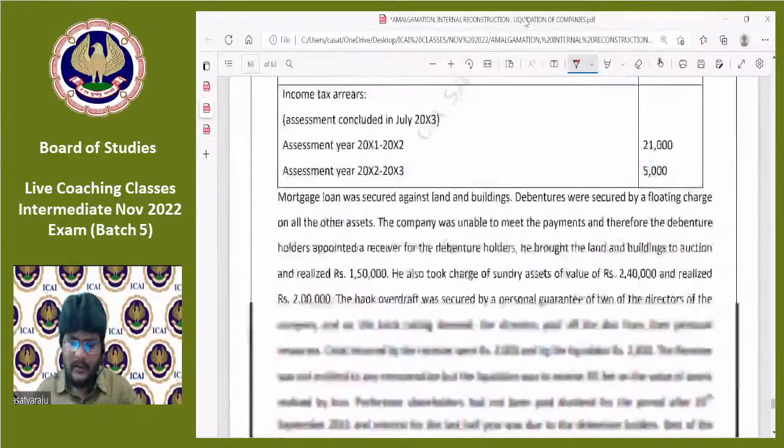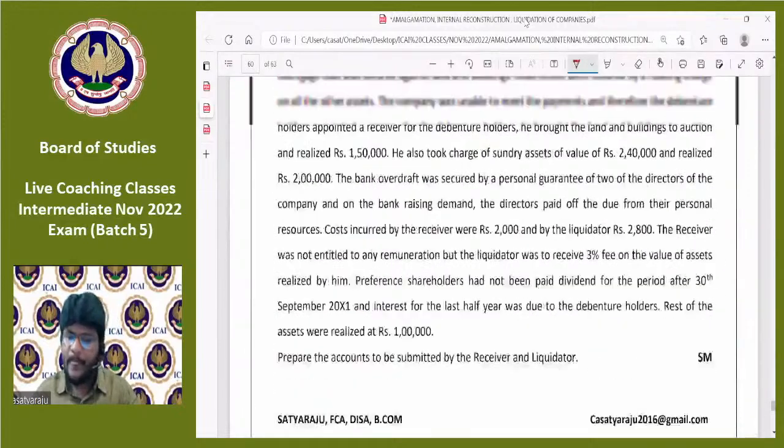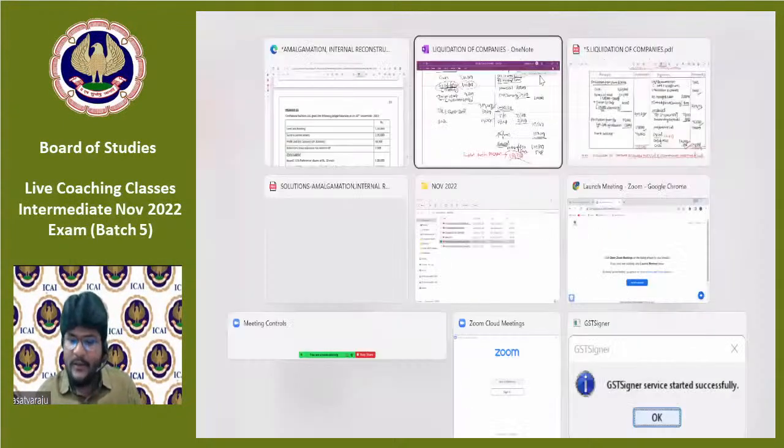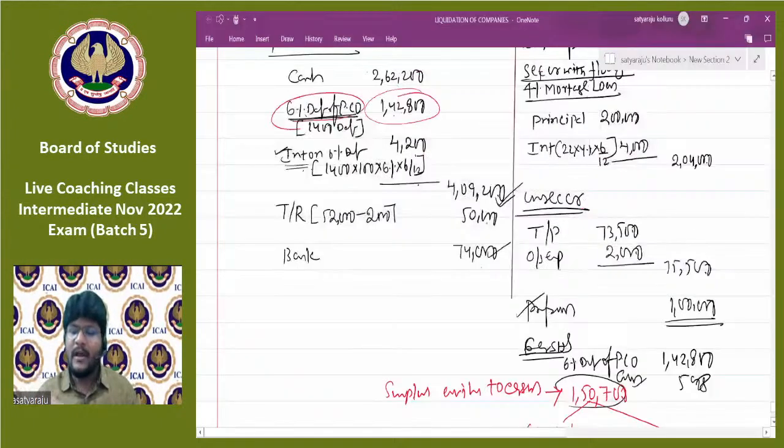Yes, guys. Next. One more problem is there. Actually, I need to discuss related to liquidator final statement. But before that, please allow me to explain things related to list B contributory. Then after that, if time is available, I'll go with the other problem. Okay.